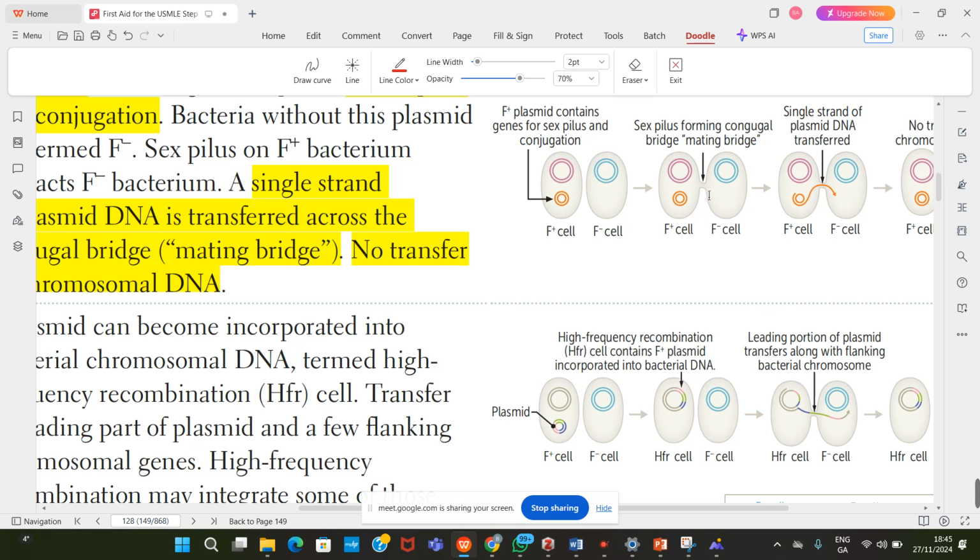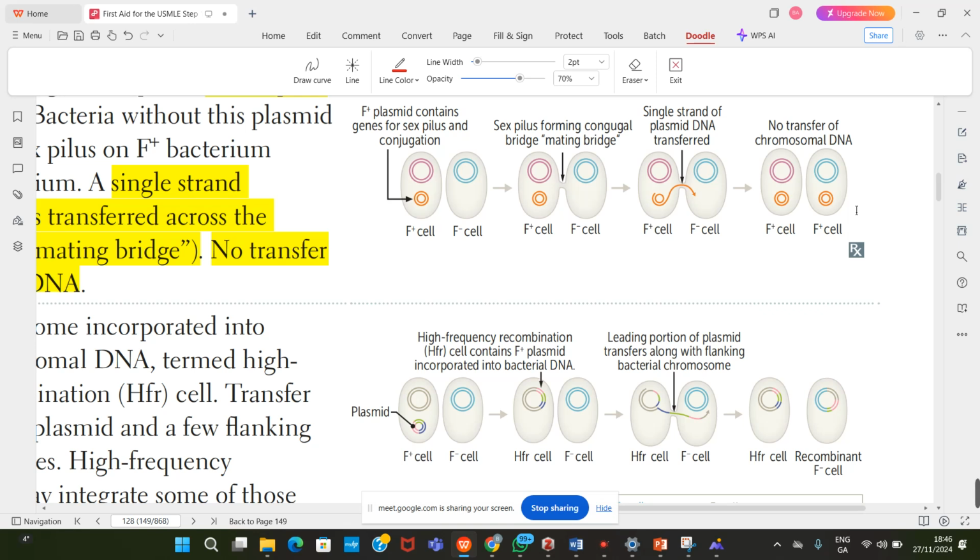The pilus forming the mating bridge, they will travel through that mating bridge and they will go to the other cell. So that means that this one will contain one strand. This one too will contain one strand. Now, what will happen is that through the process of DNA replication, we form the other strand, but with the use of the complementary strand, right? Is that not the way it works?